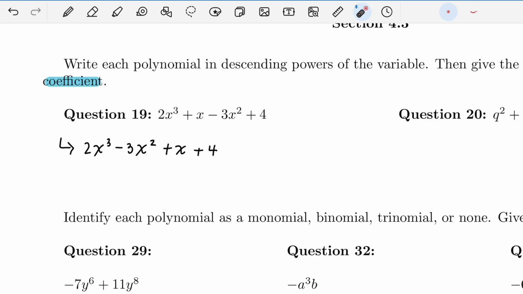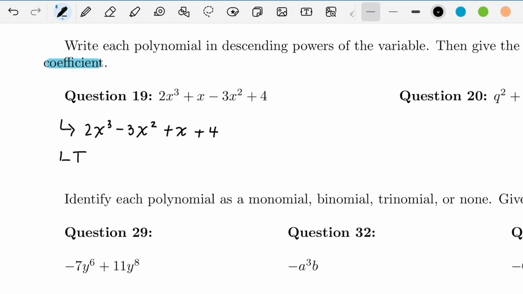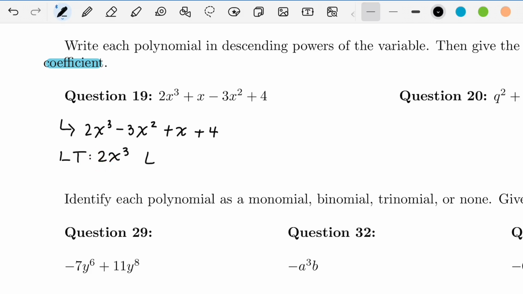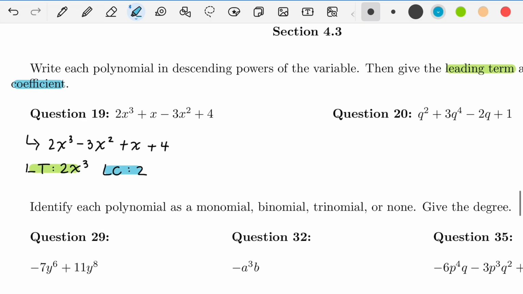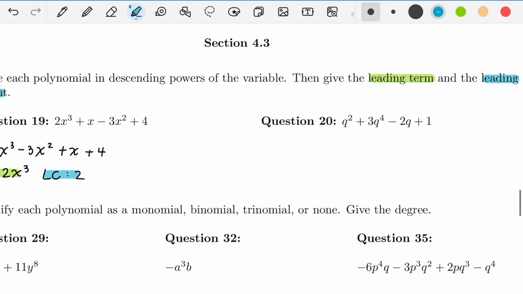Now our leading term is going to be the term with the highest exponent power. So our leading term in this case would be this 2x cubed. So I'm going to abbreviate that as LT for leading term. And then our leading coefficient is just the coefficient in front of this term. So in this case, LC for leading coefficient, this would just be 2. And just to keep up with our color coding here, our leading term is in green and leading coefficient is in blue.